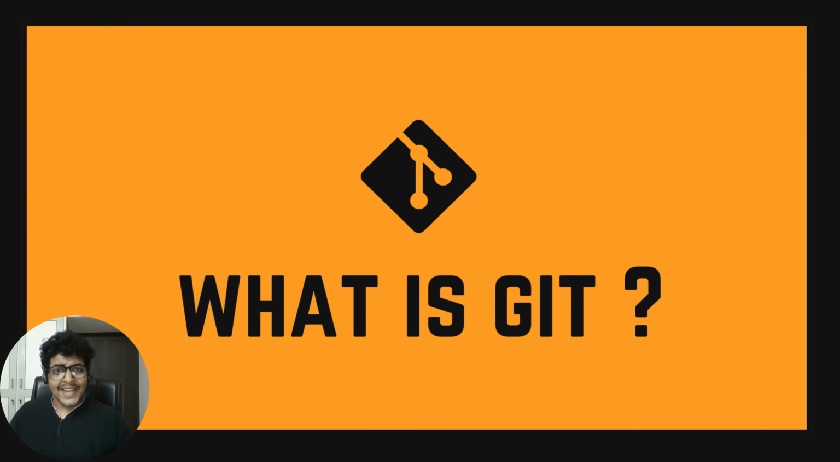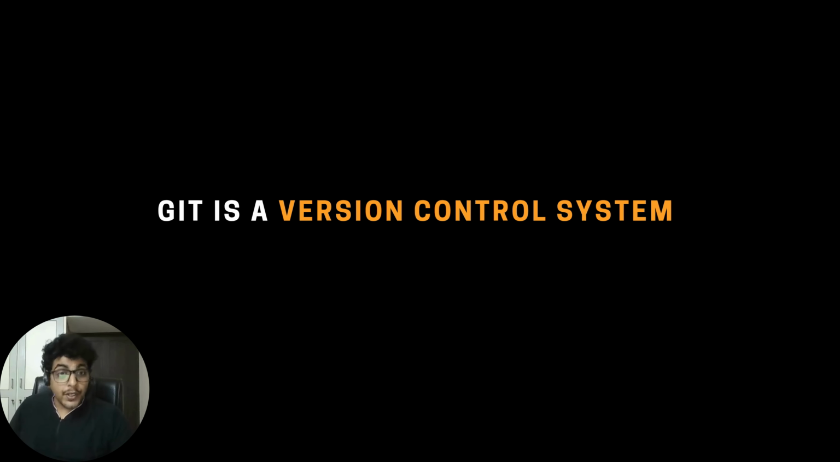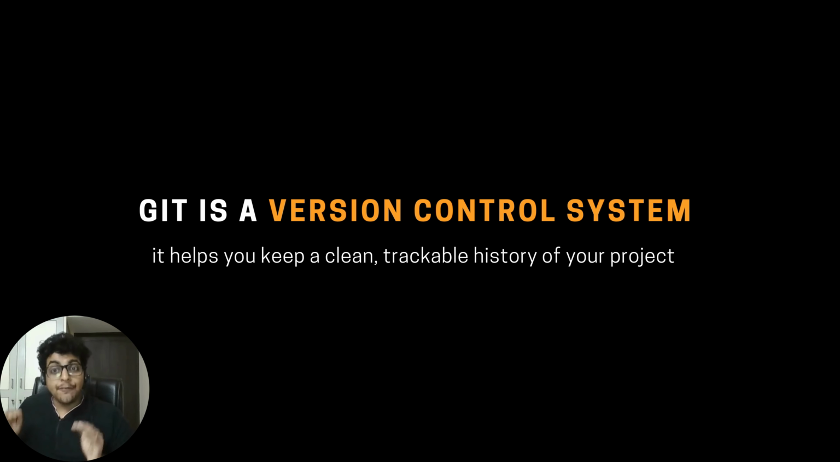So, what exactly is Git? You see, at its core, Git is a tool that helps you keep track of your work over time. Now, instead of saving multiple versions of the same file with different names, Git gives you a clean, organized way to manage everything in one place. This kind of tool is what we call a version control system. And all that it really means is that it helps you save different versions of your project as you make progress and lets you go back to any of them whenever you need it.